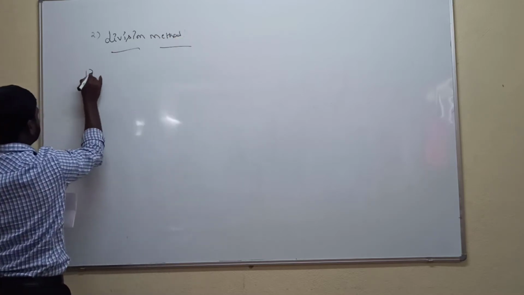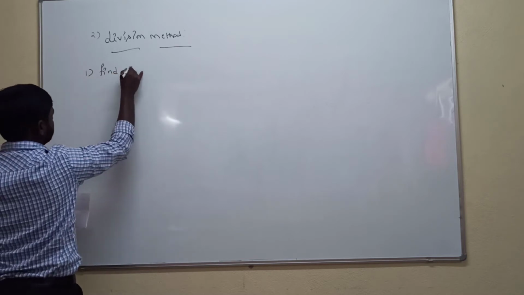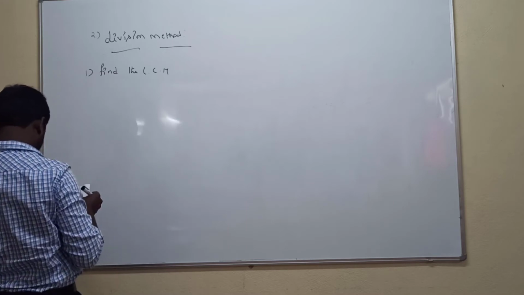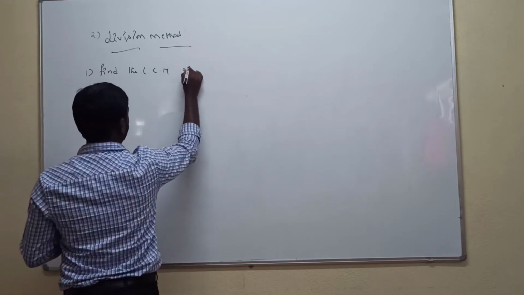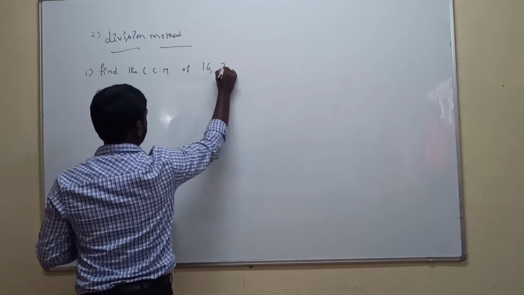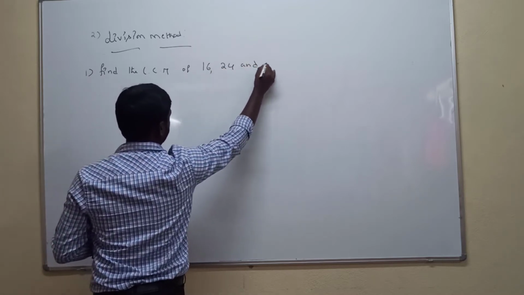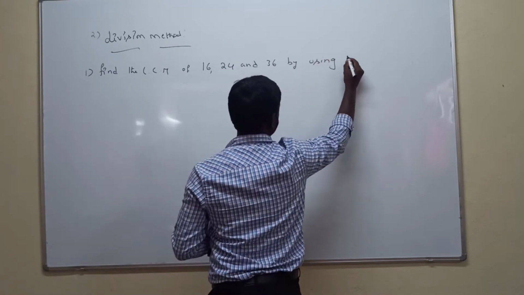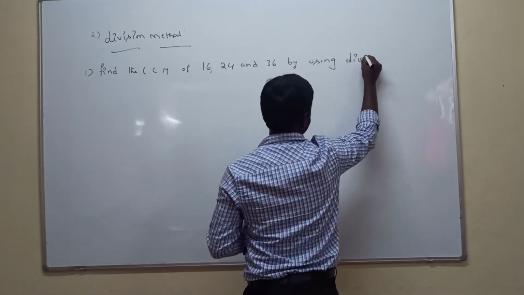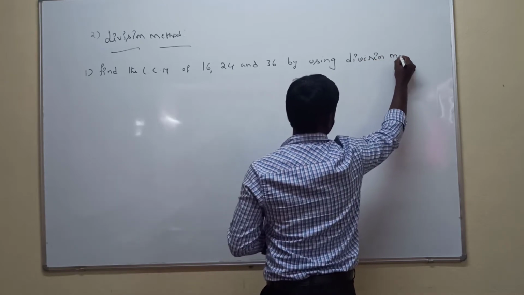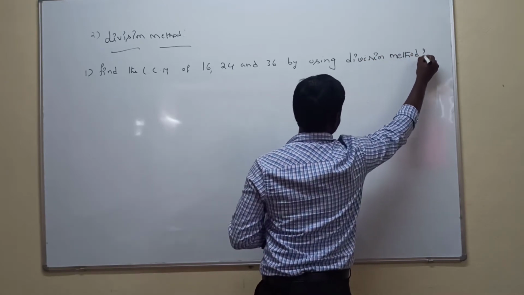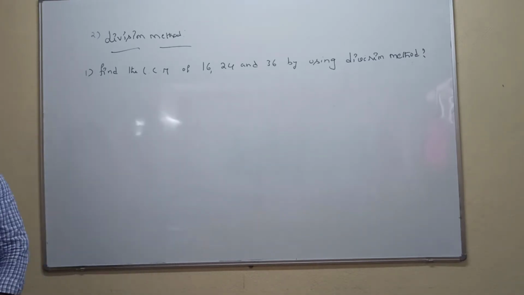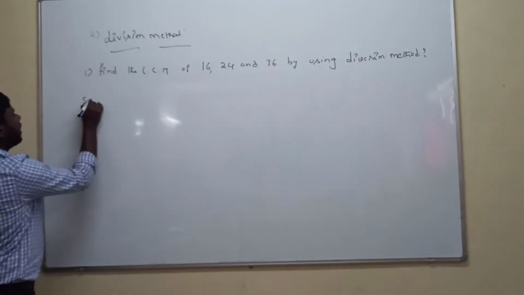The problem is: find the LCM of 16, 24 and 36 by using the division method. What is the condition for the division method? How do we solve the LCM by using the division method? What is the condition?